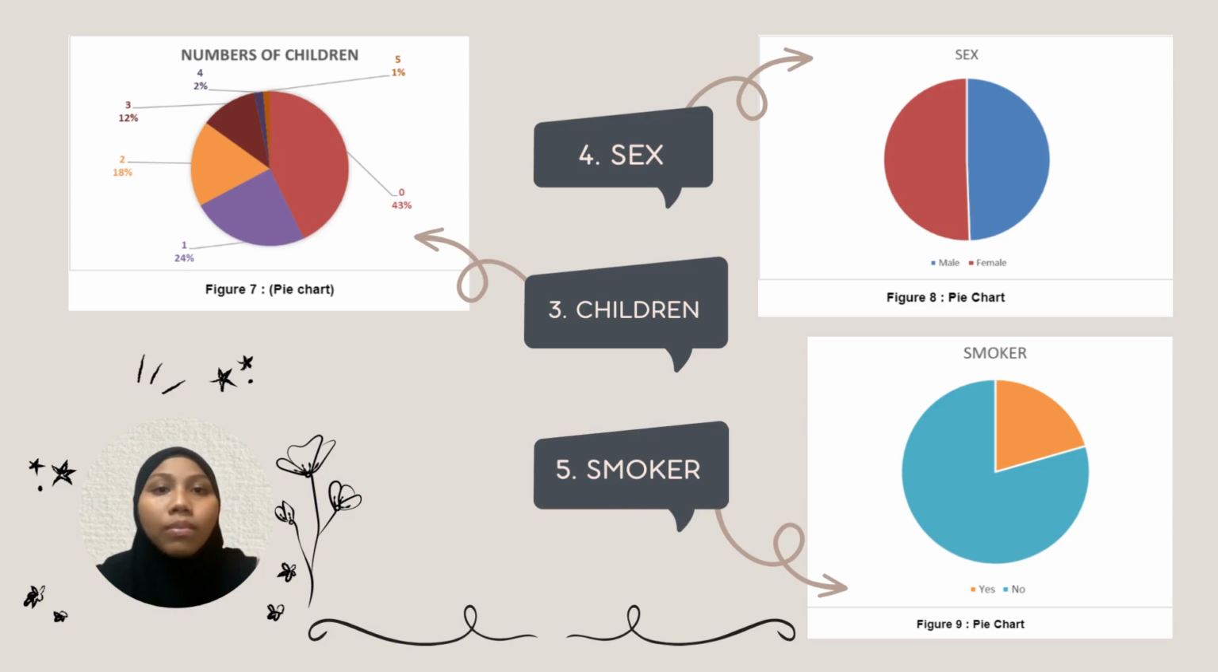Last but not least, in figure 9, the pie chart displays the data of the smoker. The data is qualitative data, which is a categorical variable. The entire circle of the pie chart represents all the types of smoker related in this data, such as smoker and non-smoker, which amounts to 100% representation of the visualized data. That's all from me.